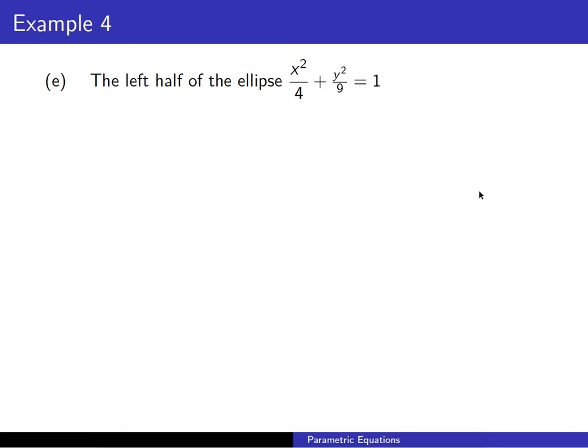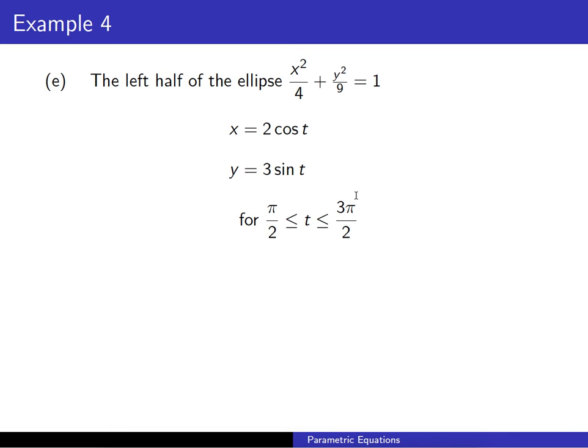All right, example 4, part E, the left half of the ellipse, x squared over 4 plus y squared over 9 equals 1. So we're going to let x equals 2 cosine t, so we have x as 0 plus a cosine t, where a squared is 4, so a is 2. y will be 3 sine t, and because we're looking at the left half of the ellipse, we're going to consider values between 90 and 270 degrees, or pi over 2 and 3 pi over 2.